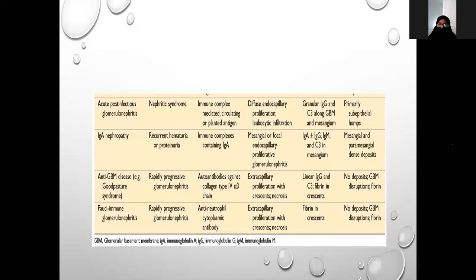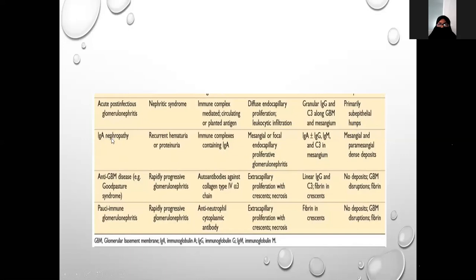This is also immune complex mediated, and circulating immune complex will be deposited. In light microscopy, you will get a diffuse endocapillary proliferation and leukocyte infiltration. Endocapillary proliferation will be there in acute post-infectious glomerulonephritis. In fluorescent microscopy, you will get granular IgG and C3 along the glomerular basement membrane and mesangium. And in electron microscopy, you will get primarily subepithelial humps.